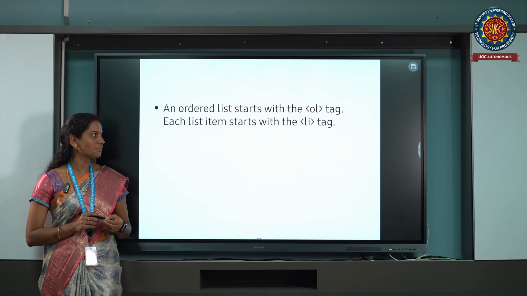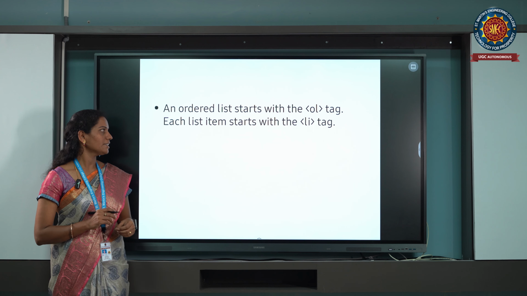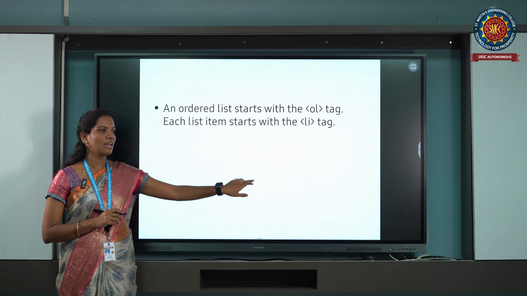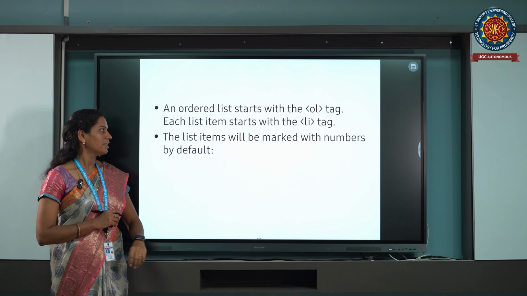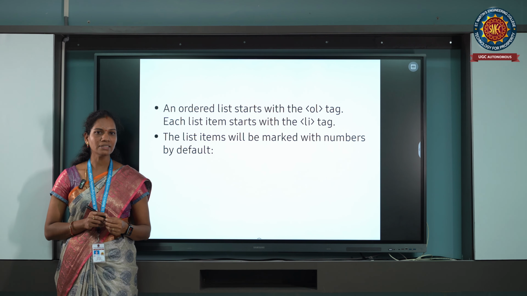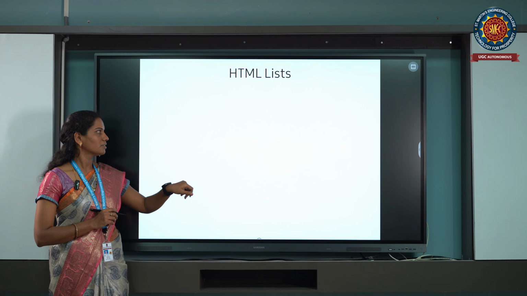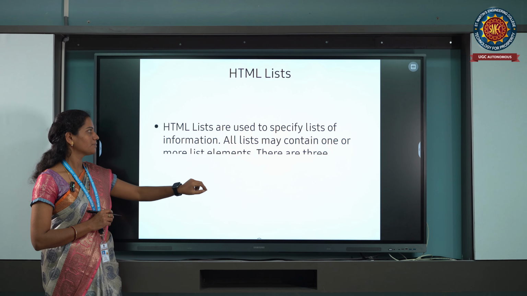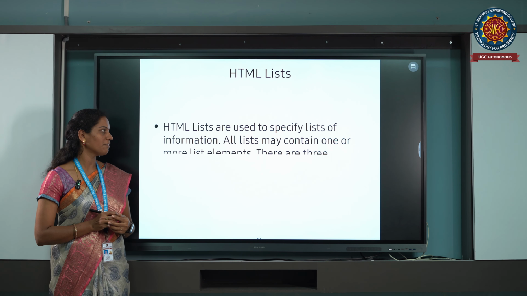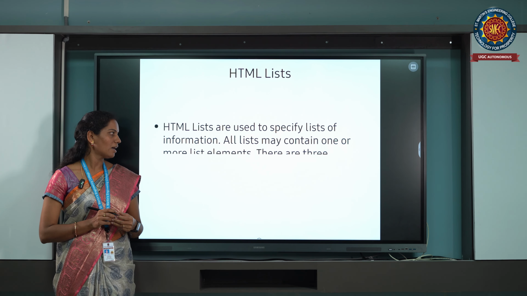An ordered list starts with the OL tag, and each list item starts with the LI tag. The list items will be marked with numbers. HTML lists: in an HTML list, we are specifying information. All the containers are list elements.